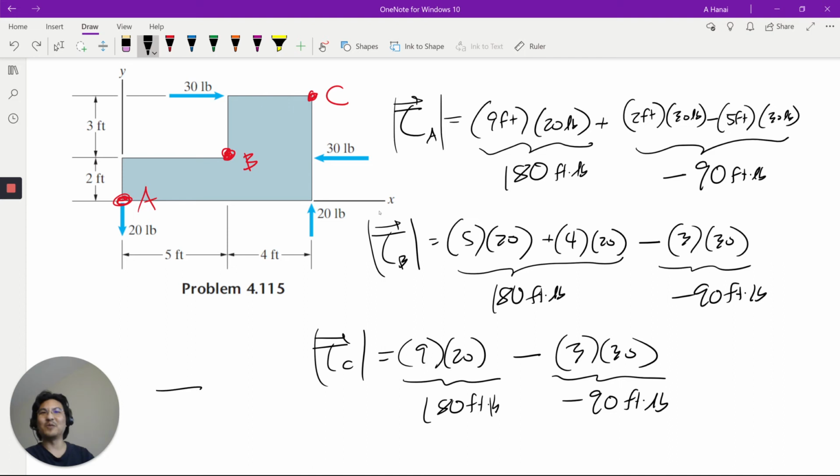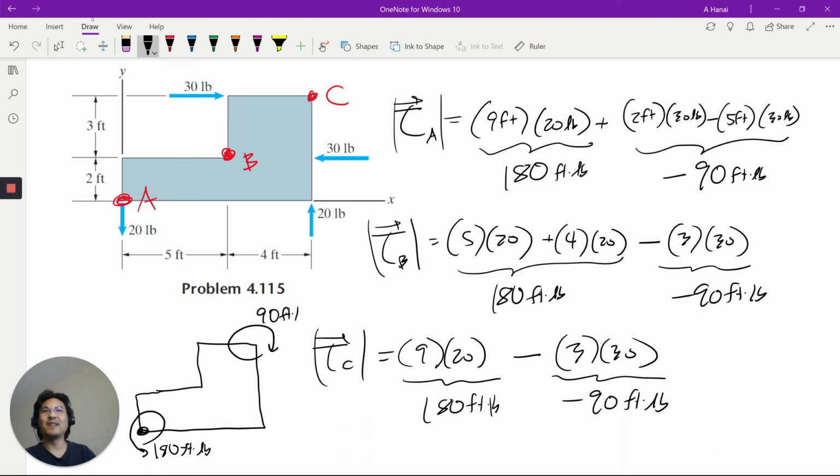So you could represent each couple like this: this one is 180 going this way, and then this one is 90 going this way due to B. And then again, you could move these wherever you want. It doesn't make a difference.